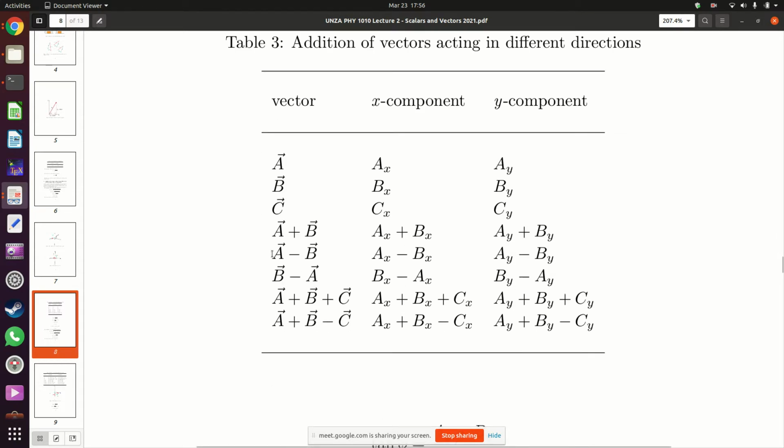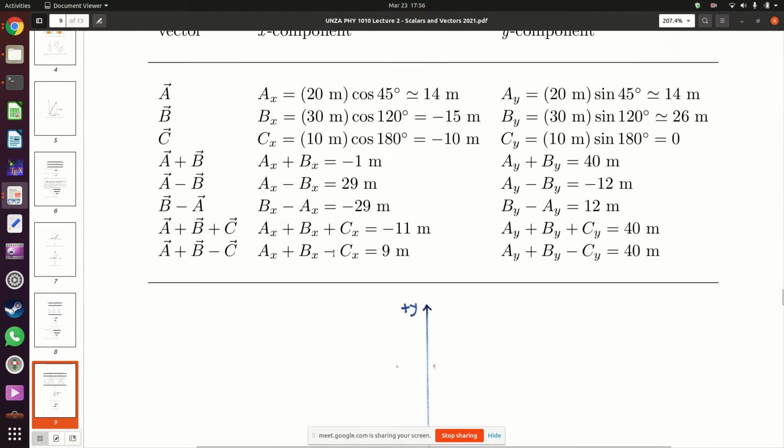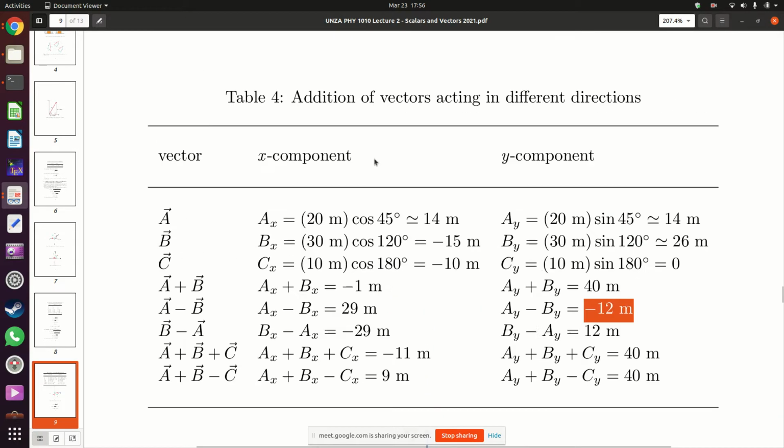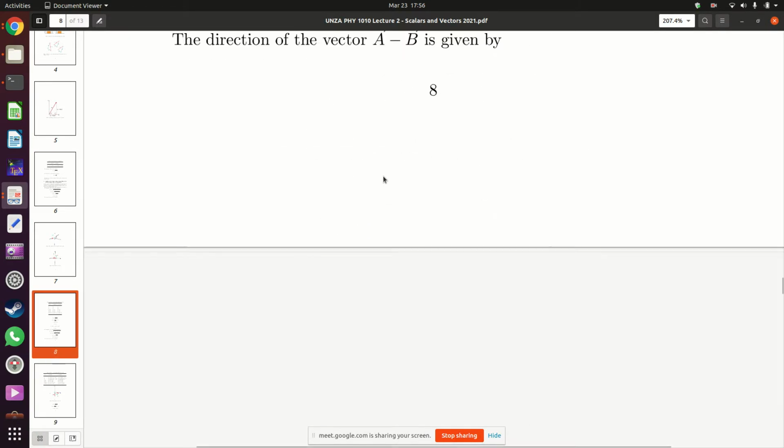Next, we move on to A minus B. So we need to work out two examples, A plus B and A minus B. Then the rest of them, we can finish up tomorrow. So A minus B along the x-axis has a size of 29 meters. And along the y-axis, A minus B has a size of minus 12. So along the x-axis, A minus B points along the positive x-axis, and along the y-axis, it points in the negative direction.